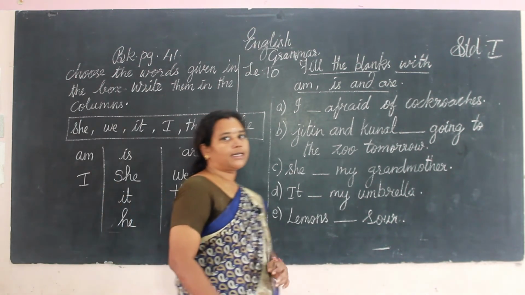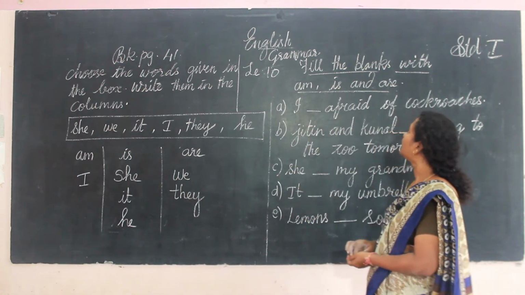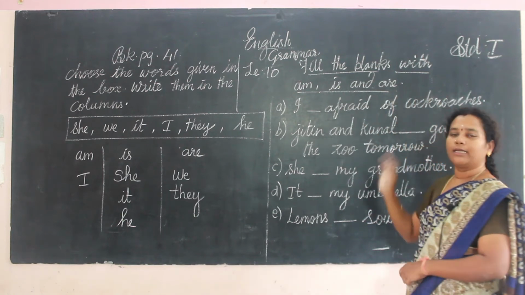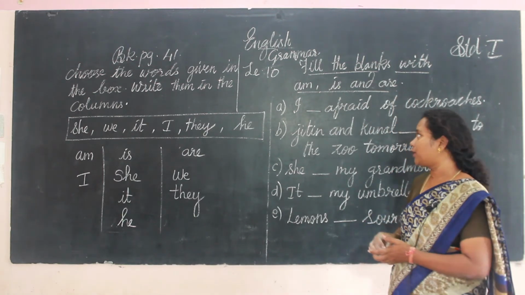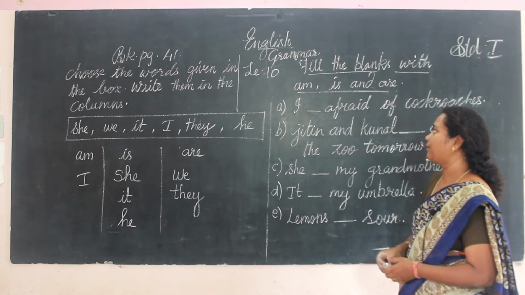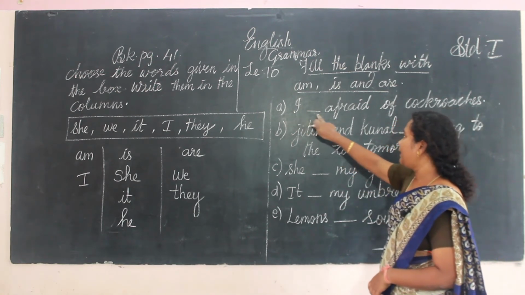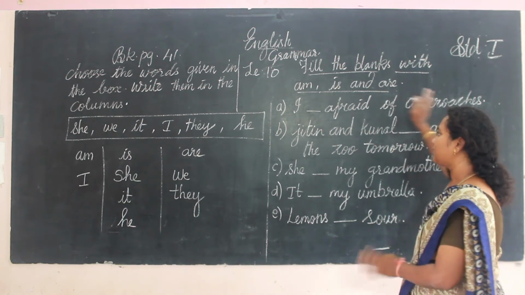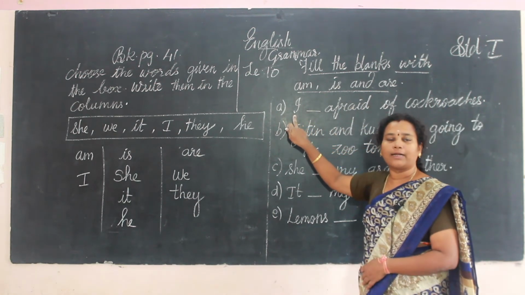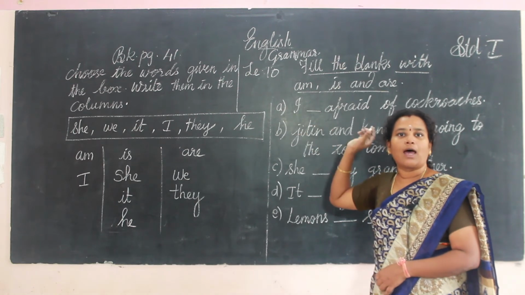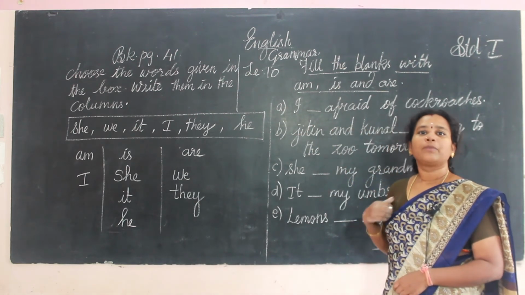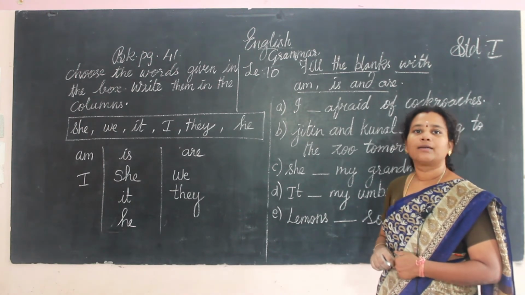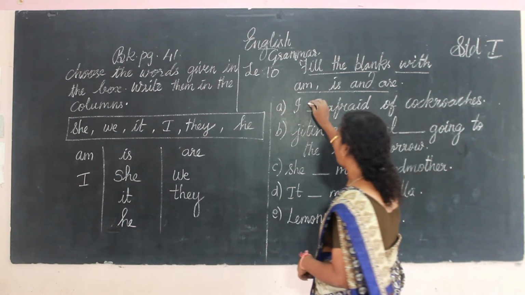Okay. Now see the next one. That is the fill-up. Fill in the blanks with am, is, and are. Here also you have to apply where to write is, am, and are. So see the first one. I dash afraid of cockroaches. What is the first word given? I. So what will you write there? Yes, I am talking about myself. So I will write I am. Very good.